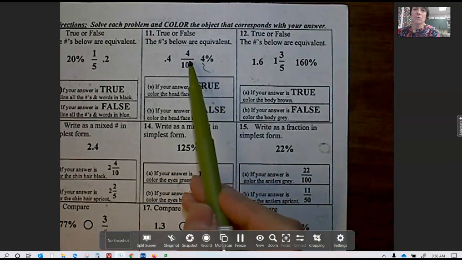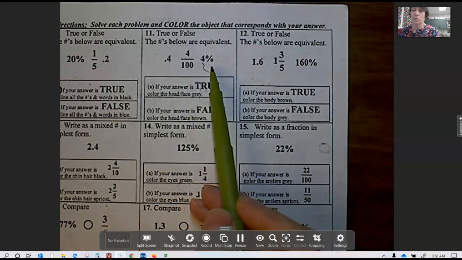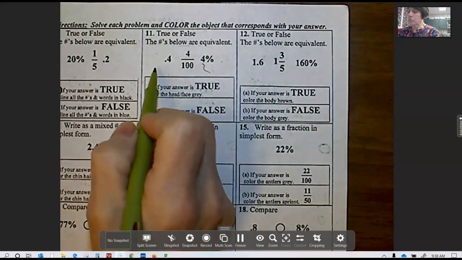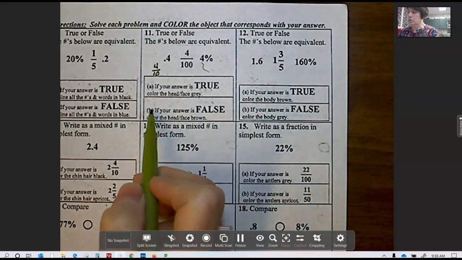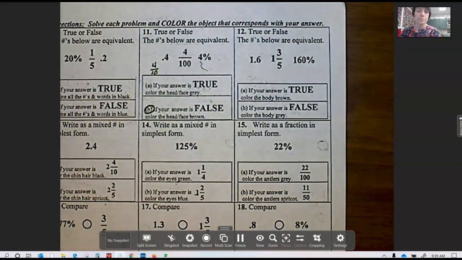The next one, we know that 4 out of 100 is equal to 4%, because that's what this means, 4 out of 100. But 0.4, that's 4 tenths, not 4 hundredths. So these are not equal.